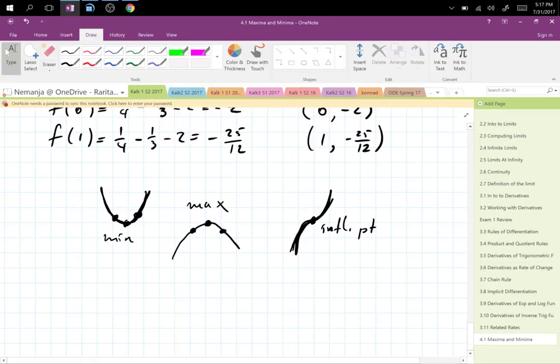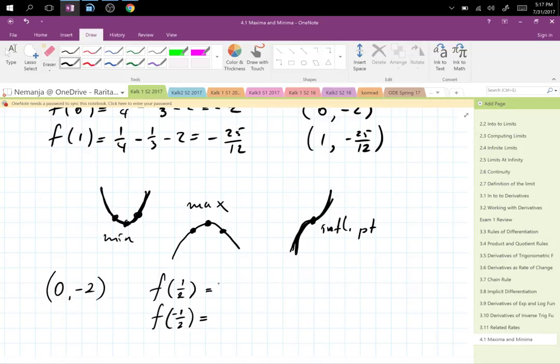So now, if I want to examine 0, -2, I will just figure out how much is f computed at a half and f computed at a negative half. I have to do both because observe that the inflection point has both. So it's not enough to calculate one side and then walk away.